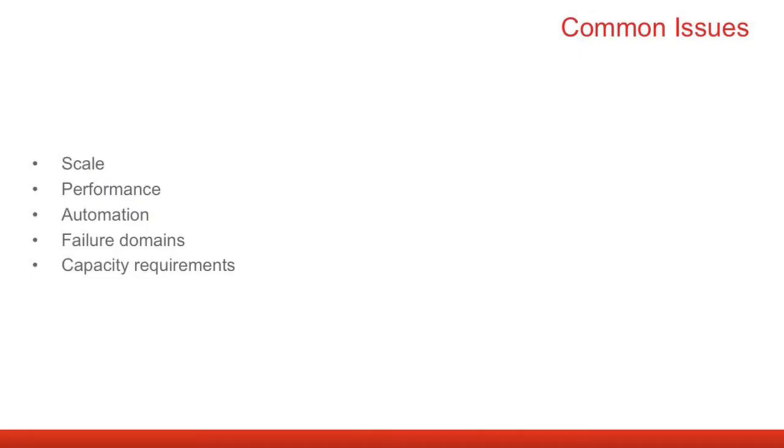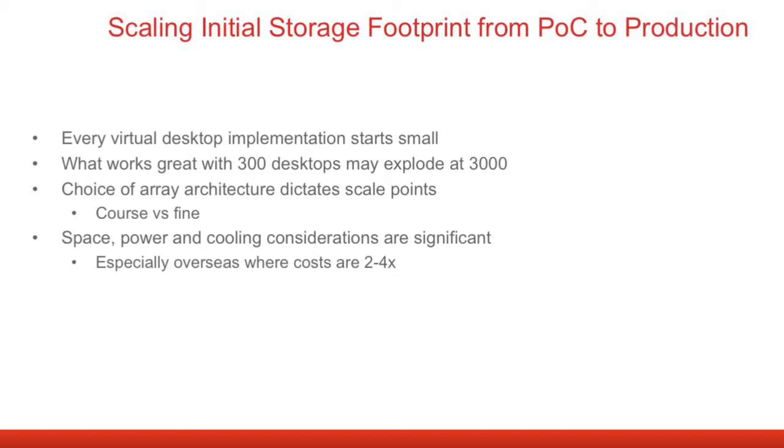So some of the stuff we want to break down are things around scale. What do you do with performance? How do you deal with automation at scale? What to do about failure domains, and also capacity requirements when you're doing big VDI deployments. So starting with scaling, right?